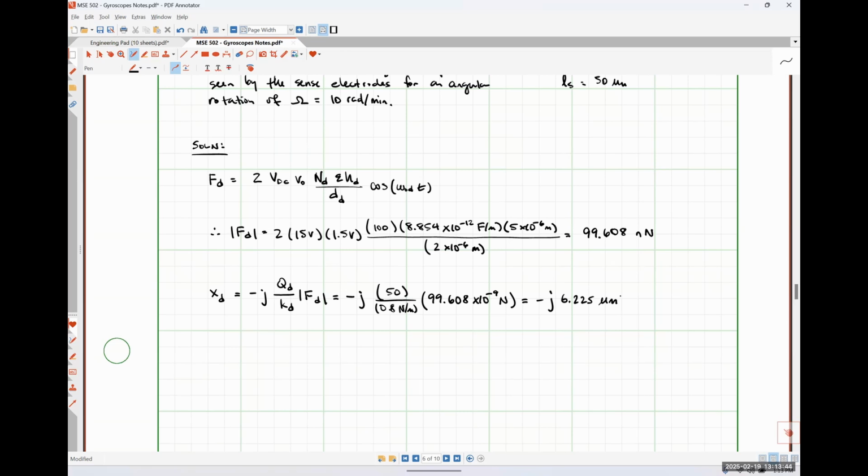Oh, I wrote 500 up top and then I have 50 in here. So let's see whether or not I did the math right and made a typo or did both things wrong. Good catch. So, actually, let's just do it this way. 500 over 0.8 times 99.608 times 10 to the minus 9. Divide that by 1 times 10 to the minus 6. So that should be 62.